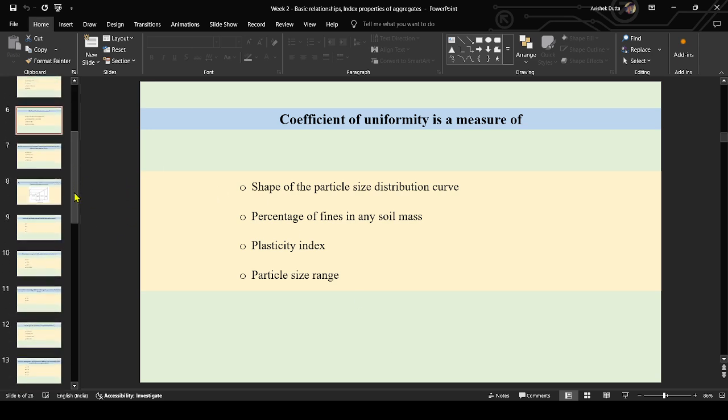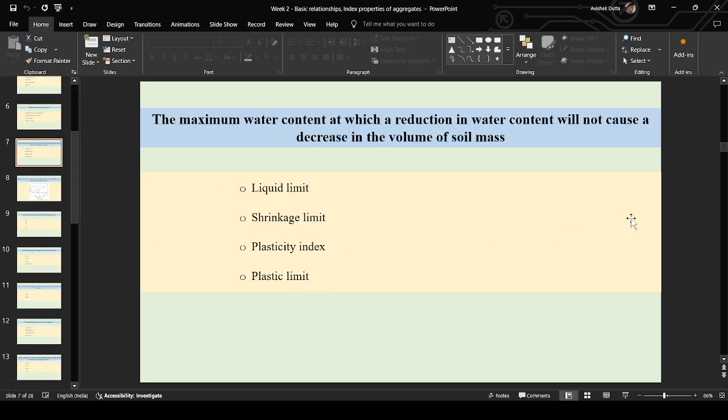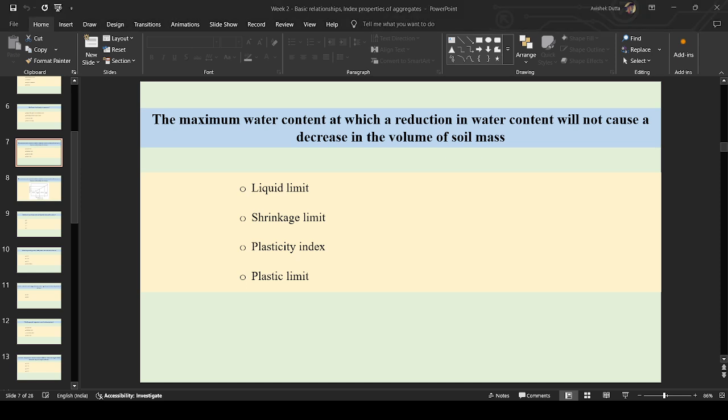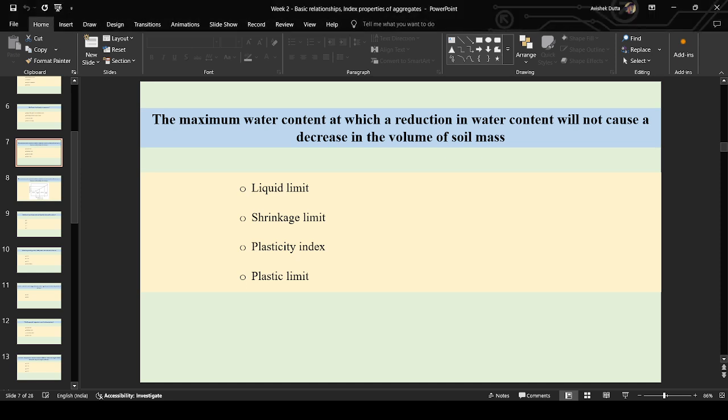Okay. Next question. The maximum water content at which a reduction in water content will not cause a decrease in the volume of soil mass. The options are liquid limit, shrinkage limit, plasticity index, or plastic limit.